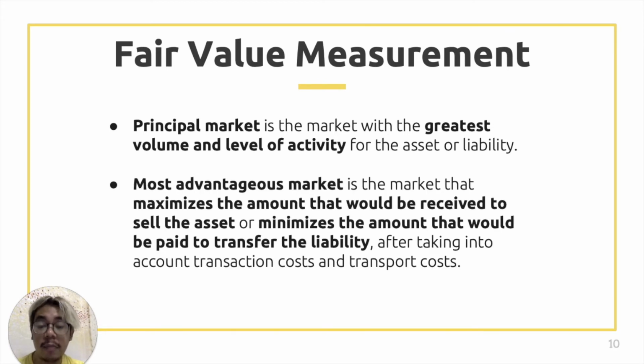While on the other hand, the most advantageous market is the market that maximizes the amount that would be received to sell the asset or minimizes the amount that would be paid to transfer the liability after taking into account transaction costs and transport costs. So the most advantageous market, kapag asset yan, yung pinakamalaking amount na matatanggap mo after deducting transaction costs and transport costs from the market price. Pero sa liability naman, ito yung pinakamaliit na amount after adding transaction cost and transport cost sa amount na babayaran mo. So, depende siya kung ano ang klase ng fair value na minimeasure mo, either asset or liability.